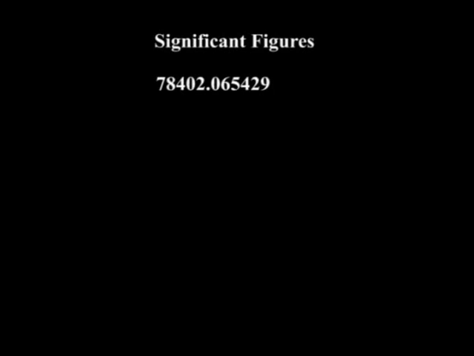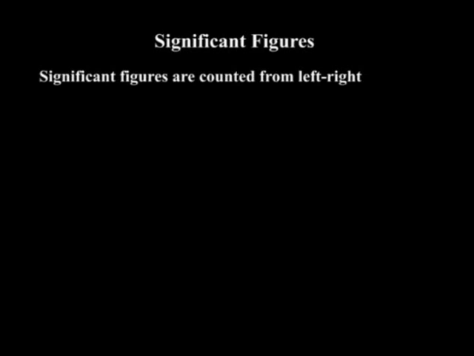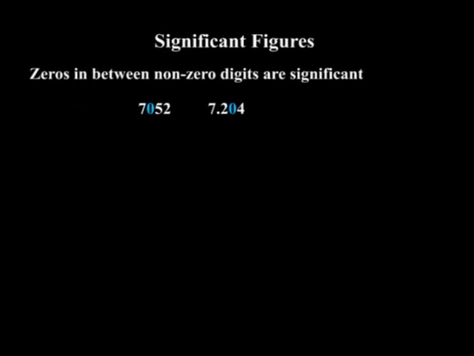The rules governing significant figures include: first, significant figures are counted from left to right, very important. Secondly, all non-zero digits are significant. Zero may or may not be significant depending on its position. If a zero occurs in between non-zero digits, then it is significant. For example, 7052 and 7.204 both have 4 significant figures. The zeros are significant because they are occurring in between non-zero digits.